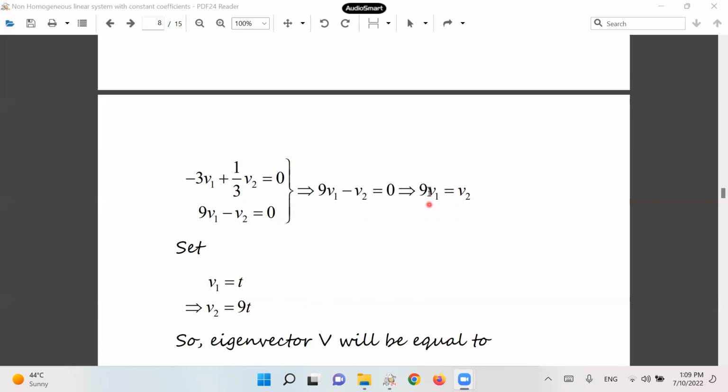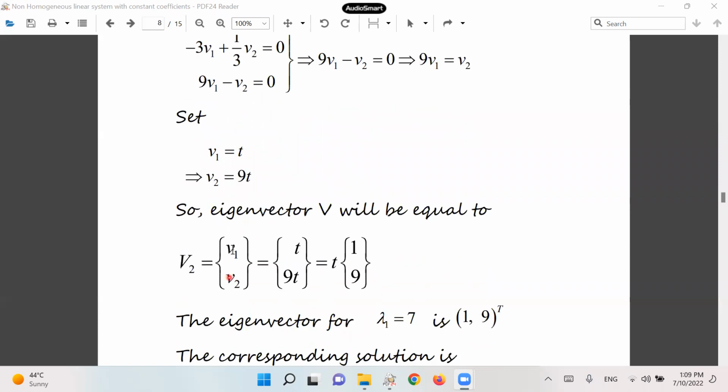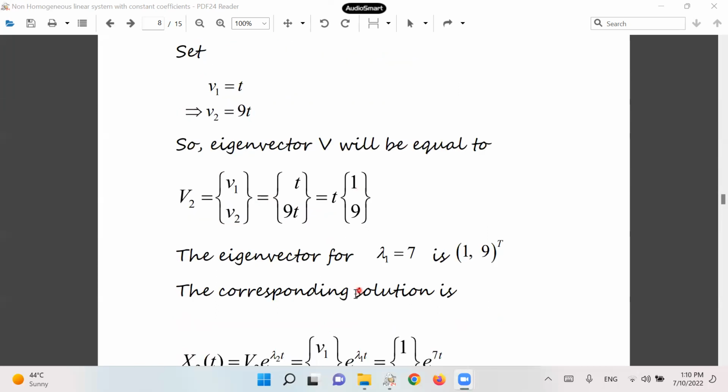So we suppose that v1 is t. So if v1 is t, then v2 will be equal to 9t. And the corresponding eigenvector v will be equal to v2, that is t and 9t. Take t as a common factor. So we will get the eigenvector as 1 and 9.